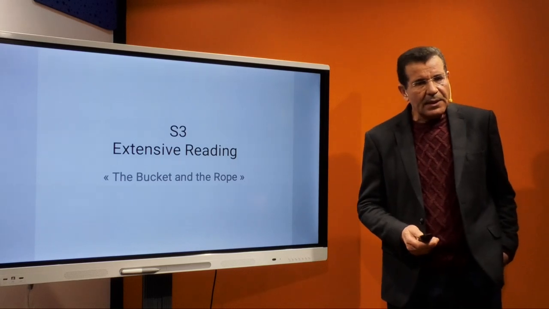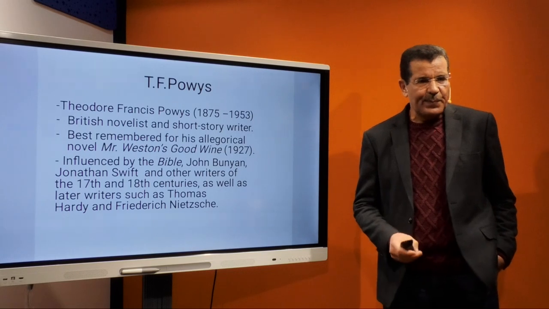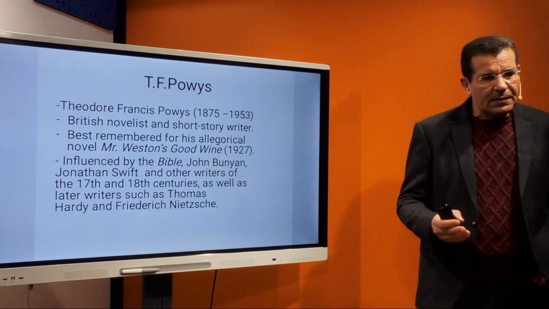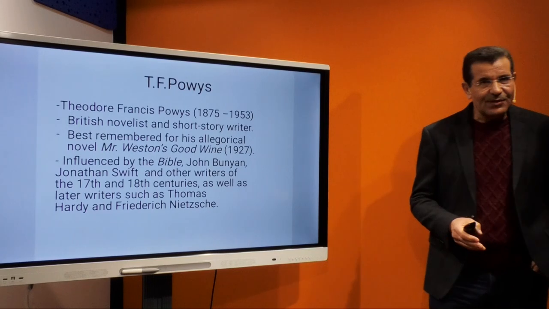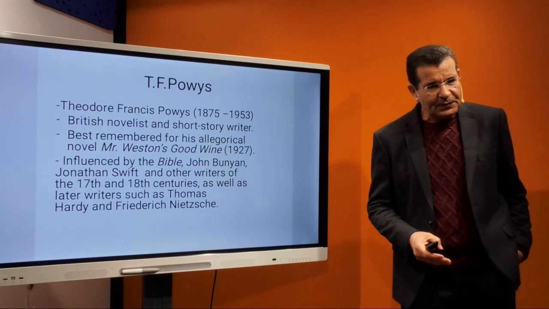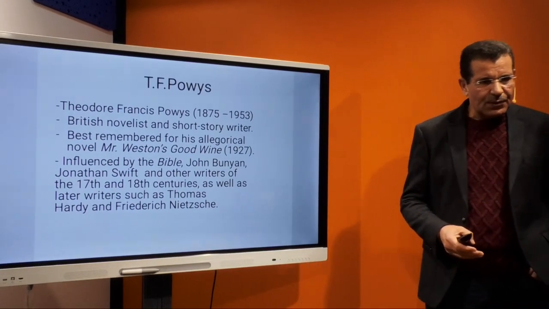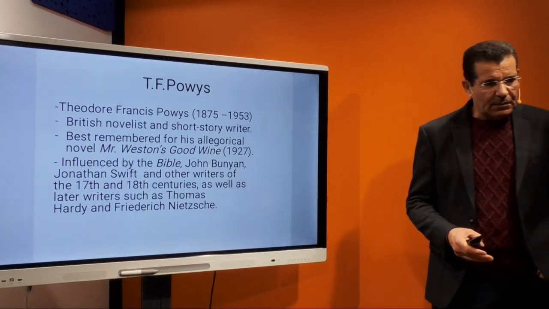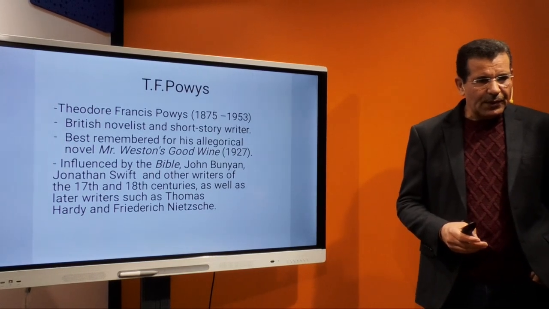And The Bucket and the Rope is a story written by T.F. Powys. And as we can see, the dates, living at the end of the 19th century and the first half of the 20th century. A British novelist and short story writer, and he is best remembered for his allegorical novel, Mr. Weston's Good Wine, which he wrote in 1927. Powys is influenced by the Bible and John Bunyan and Jonathan Swift.